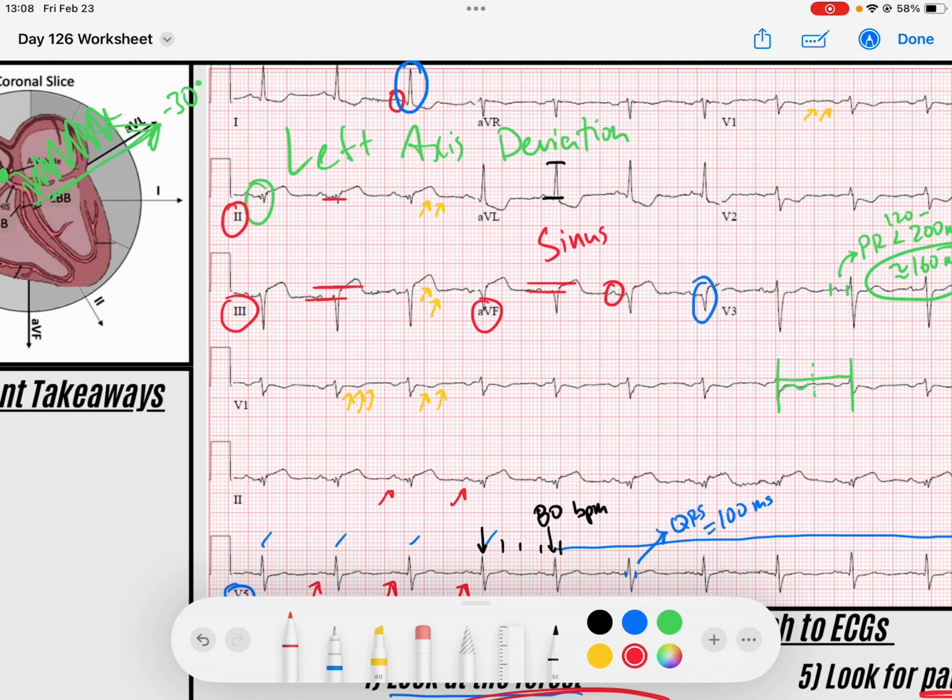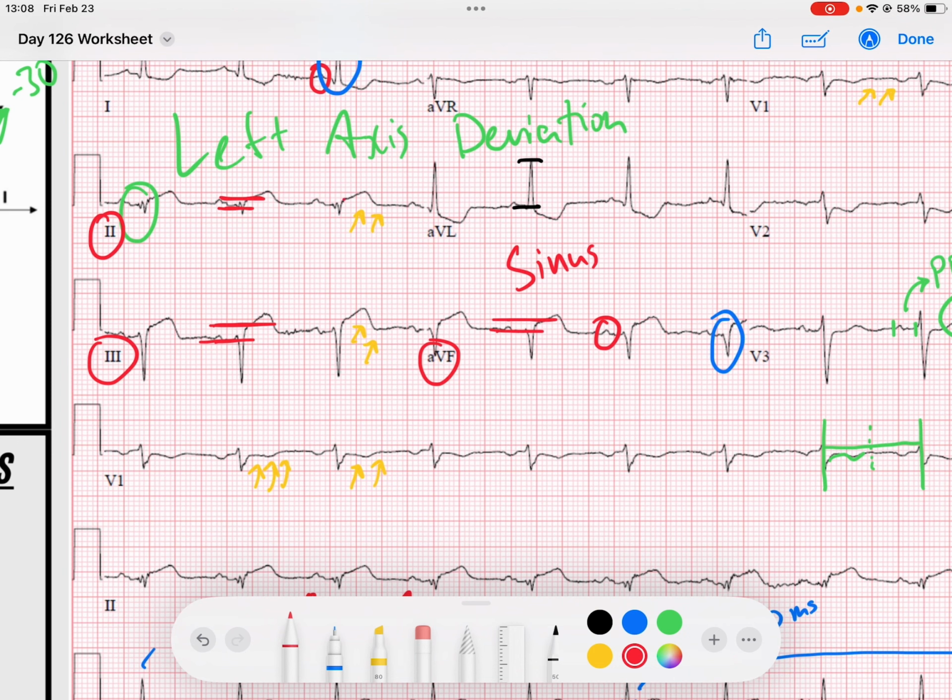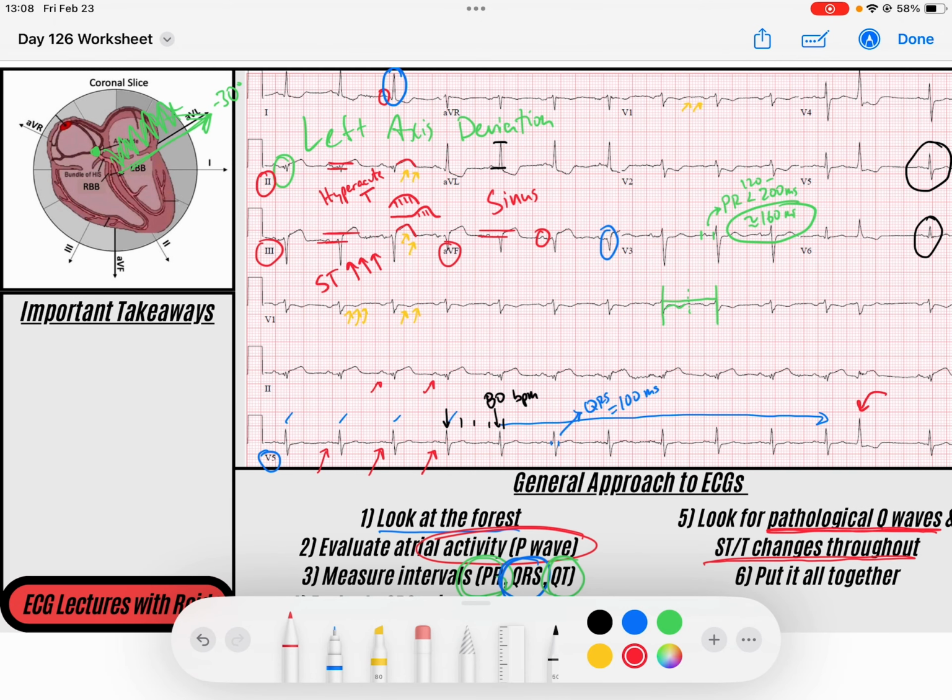Same thing in AVF, you've got a little bit of ST segment elevation, and we've also got these hyperacute T waves. Hyperacute T waves mean that the T wave is more area under the curve versus less area under the curve, right? And so that's a hyperacute T wave as well with ST elevation in the inferior leads, leads 2, 3, and AVF. So we're worried about an inferior STEMI.